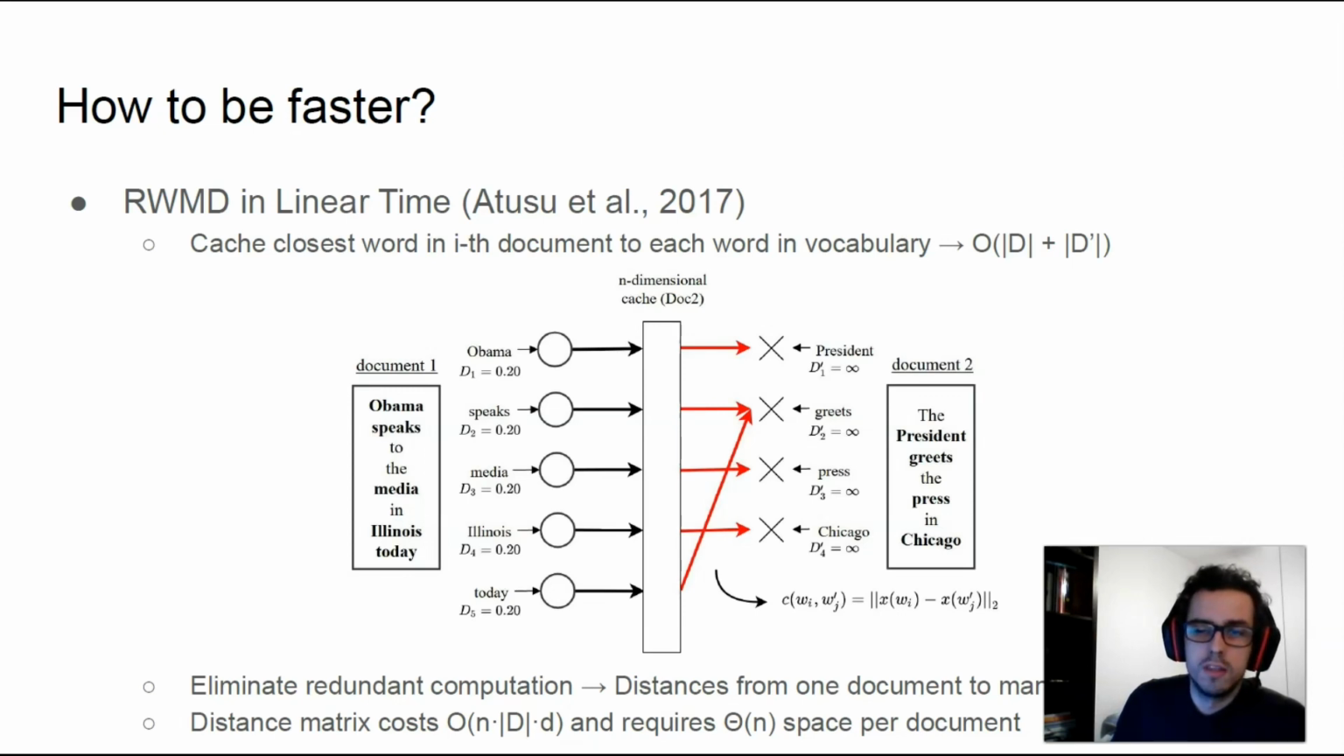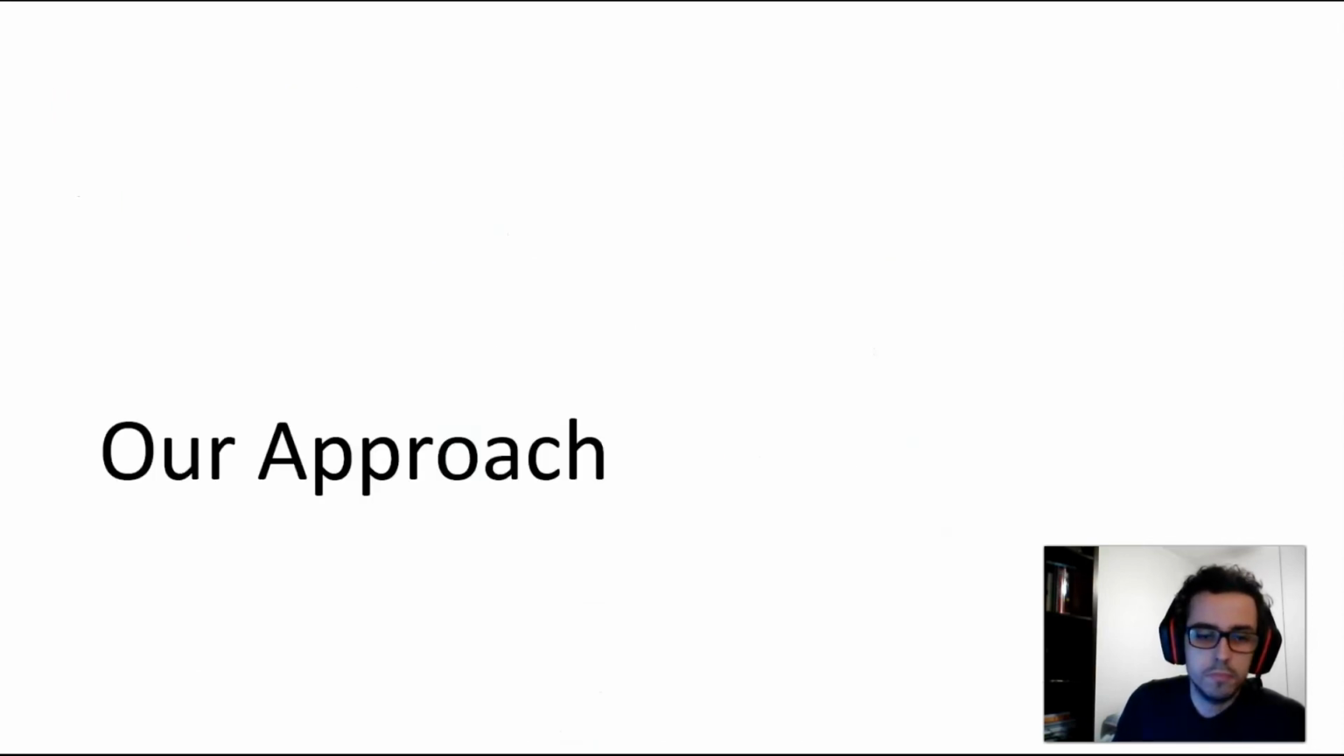And despite these good results and improvement in the computational time, there are two main problems. The first one is that it is expensive initially to compute the distance between all the embeddings in the vocabulary against the document, and also it requires a high-dimensional vector to cache all this information, which can be a problem when the number of documents is very large. And in this context, our approach is to speed up all the methods mentioned and also save some cache.